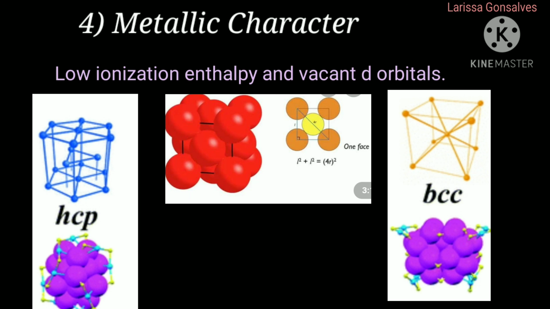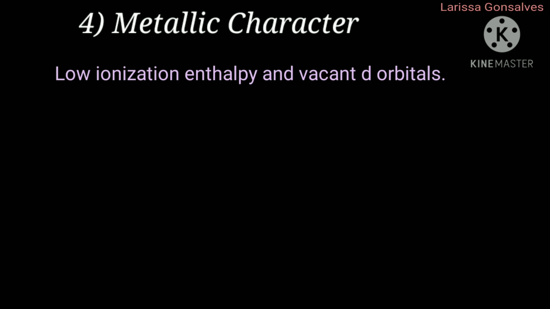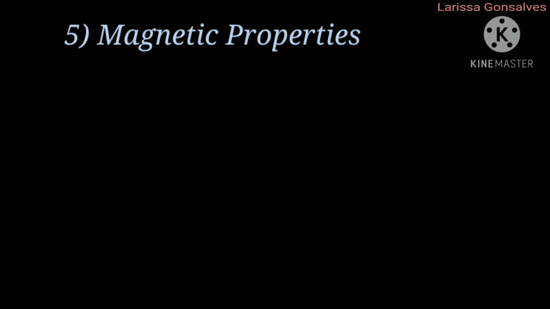In all the transition series, the melting point of the elements increases up to d5 configuration. However, there are certain elements which show anomalous behavior pertaining to the melting point. After the d5 configuration, as the atomic number increases, the melting point decreases. The next trend is about magnetic properties. Due to the presence of unpaired electrons in the atoms or ions, the compounds of transition elements show magnetic properties.